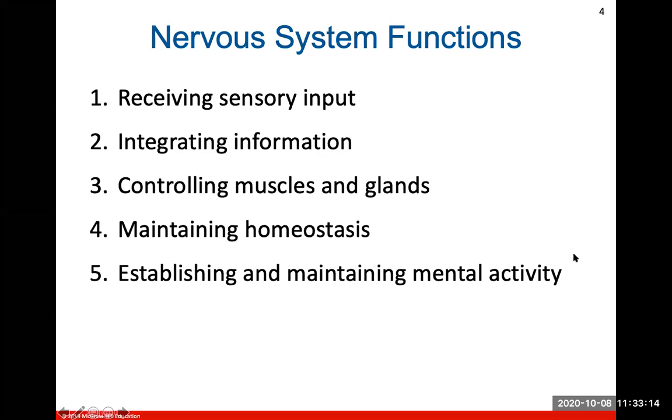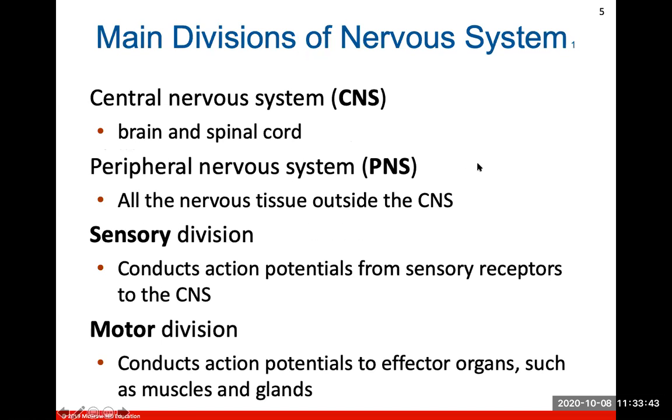The nervous system functions. Your nervous system receives sensory input in all of the sensory neurons. It will integrate that information that it's perceived, and it'll integrate the information in your brain or your spinal cord. And then it will send out some sort of response to control your muscles and glands. So by doing this, your nervous system will maintain homeostasis and also will establish and maintain all of your mental activity, especially in the brain.